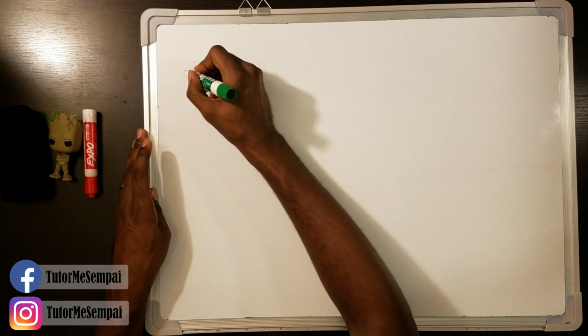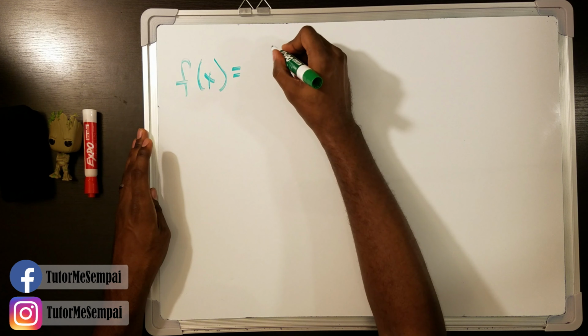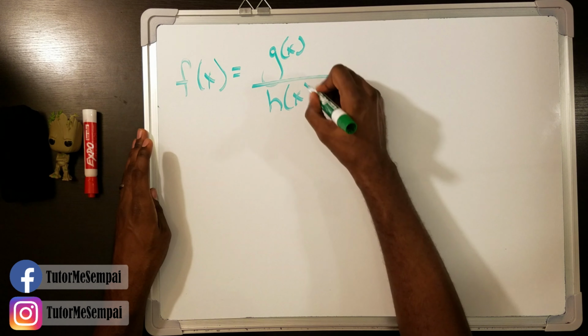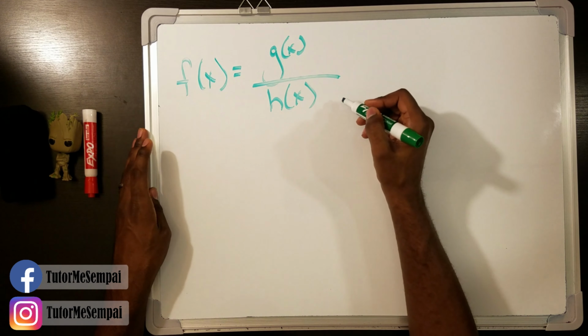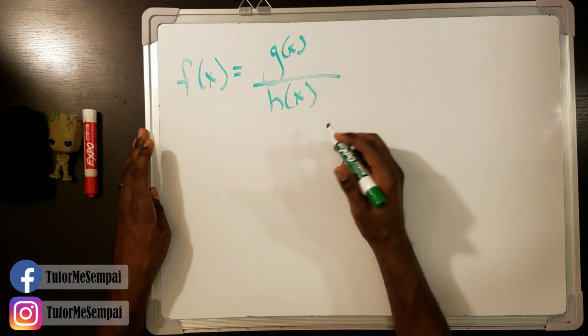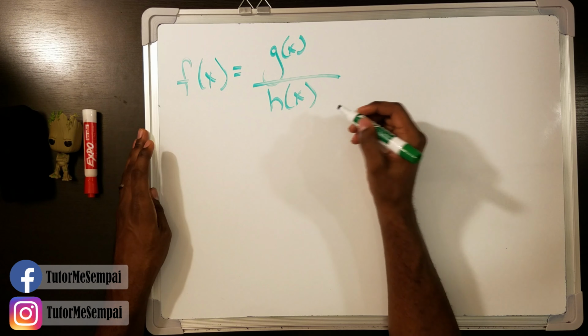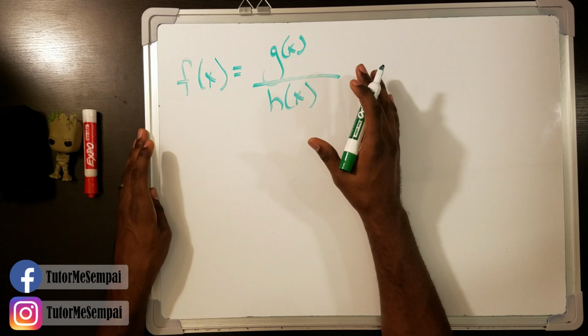So let's say we have a function f of x equals g of x over h of x. In this case, we have a function that's really made up of two different functions in fraction form. This is exactly what the quotient rule was made for. If you have a function that looks like this, don't even hesitate, you're going to use the quotient rule.